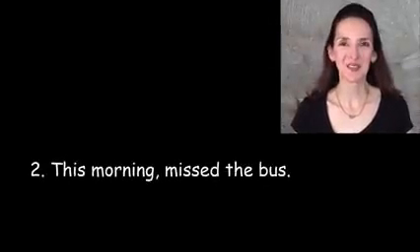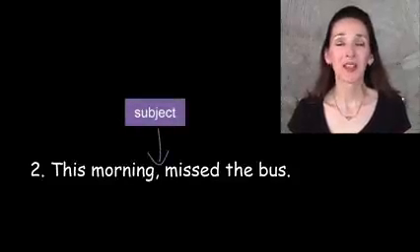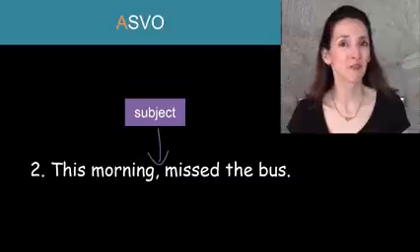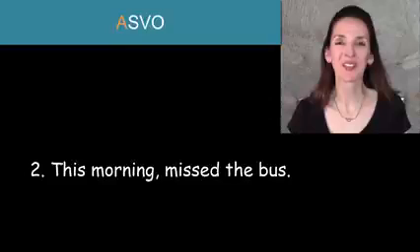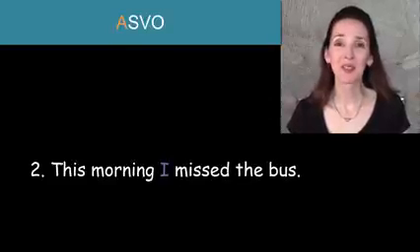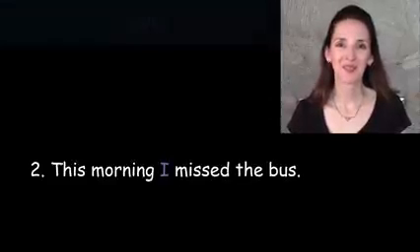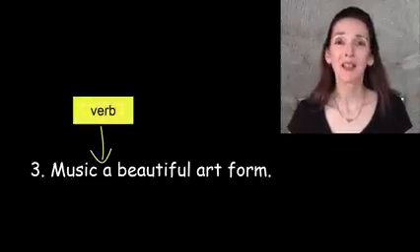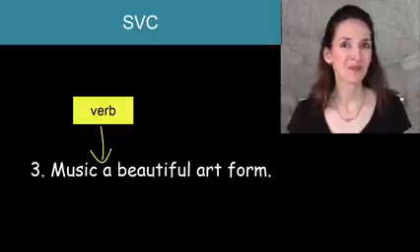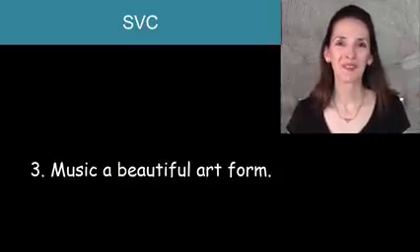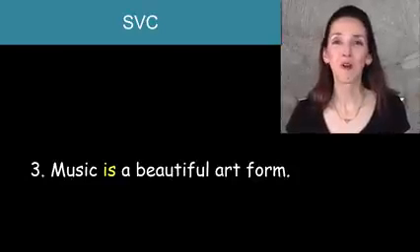Here's the second sentence. This sentence has no subject. The basic pattern should be subject, verb, object. Who missed the bus? Put in a subject. This morning I missed the bus. Here's the third sentence. This sentence is missing a verb, a linking verb. The pattern is subject, verb, complement. Let's put in a verb. Music is a beautiful art form.